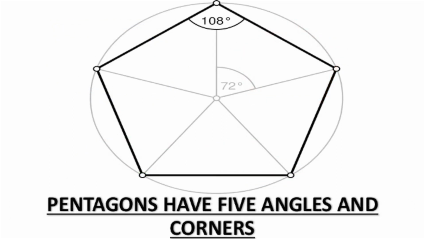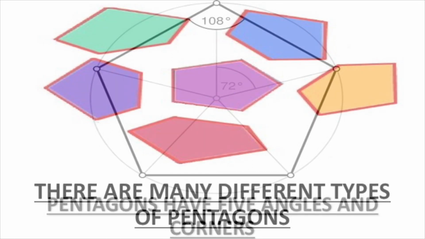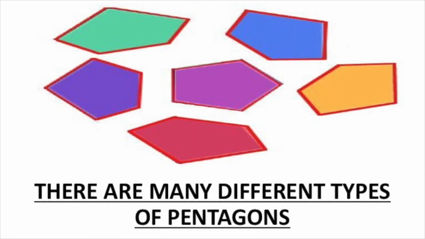You see, pentagons have 5 angles and corners. In shapes, angles and corners means the same thing. There are many different types of pentagons.